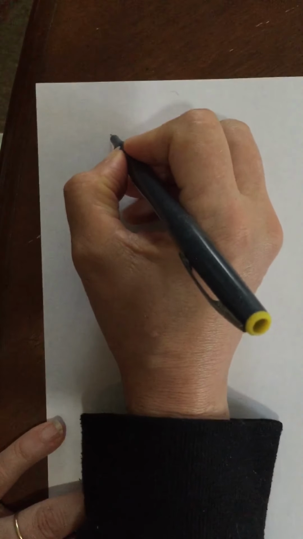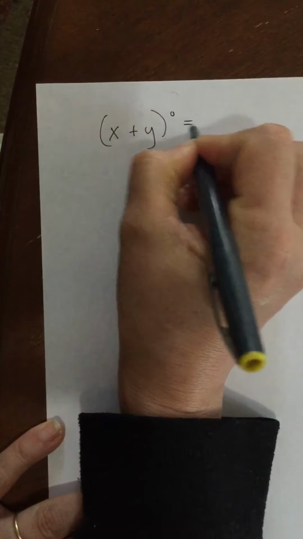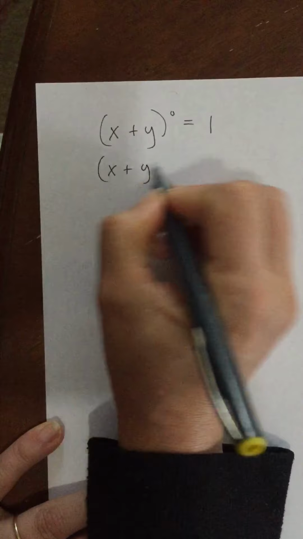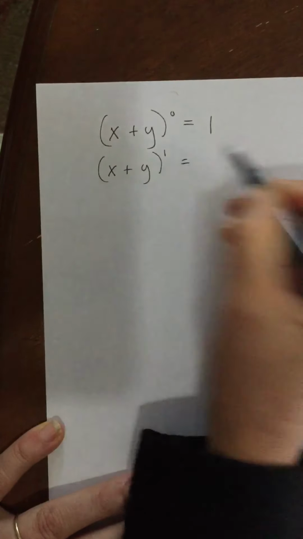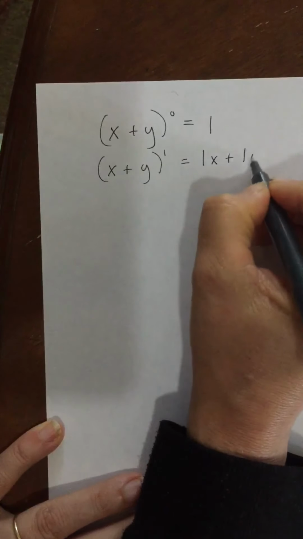Okay, so let's go back to this idea, okay? And I'm going to try to motivate how Pascal's triangle can be used in the real world. Let's say we want to expand x plus y to the 0. Well, of course, that's just 1. Okay, how about x plus y to the 1? I'm going to write it a little funny at first, but it's going to be 1x plus 1y.